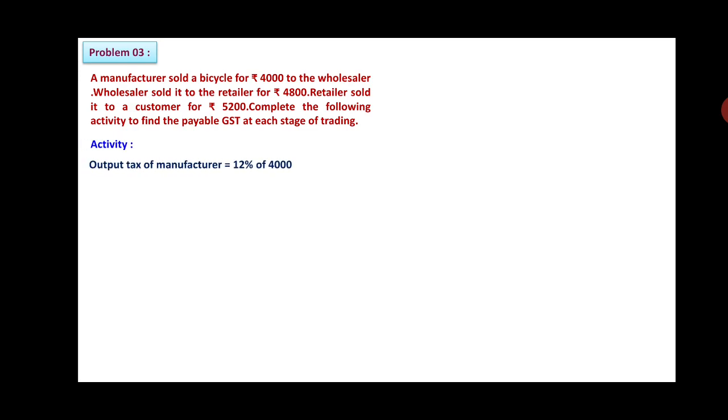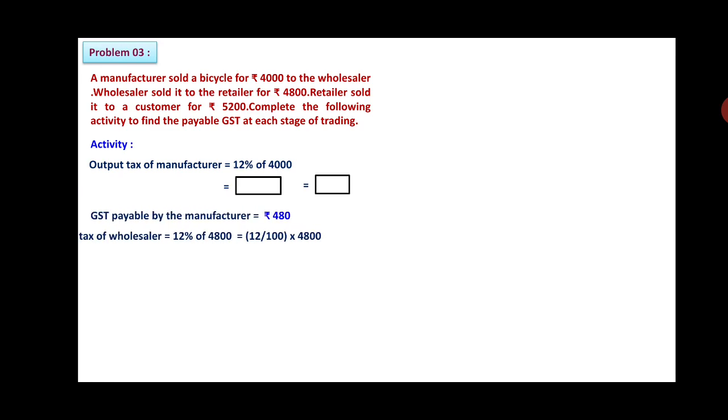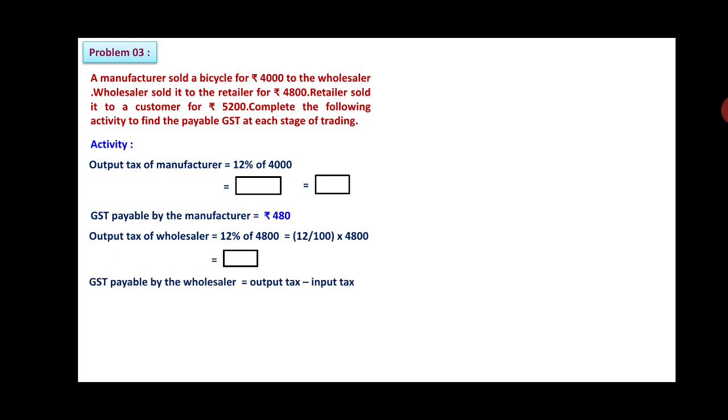Friends, here the output tax of this manufacturer is equal to 12% of 4,000. So what it comes to, you have to write in the box. Now GST payable by the manufacturer is 480. Output tax of the wholesaler is 12% of the 4,800, which is 12 upon 100 into 4,800. Whatever value the calculation comes to, write it here in the box. GST payable by the wholesaler is equal to output tax minus input tax. Therefore 576 minus 480, which is rupees 96.